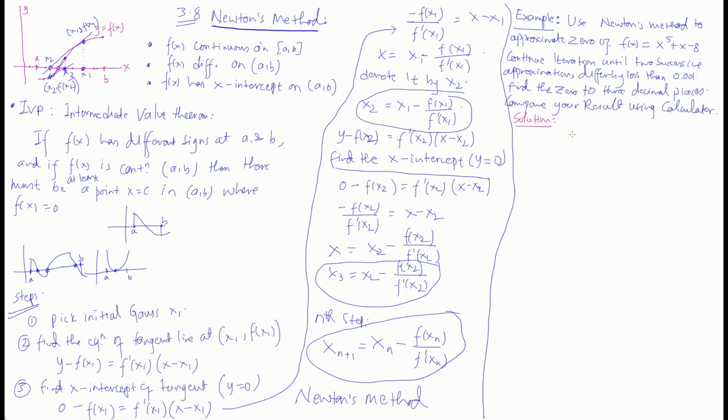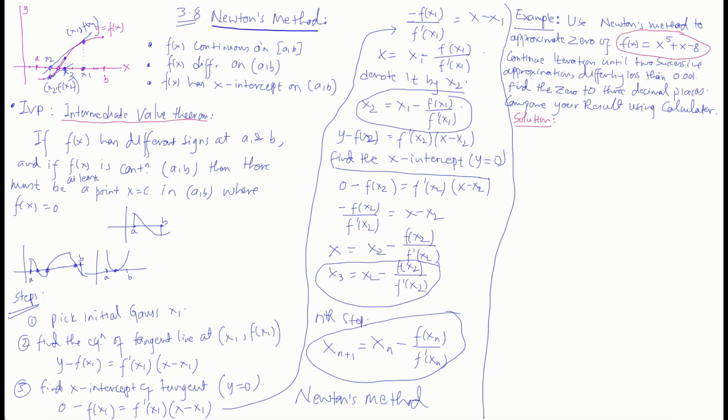So first of all, let us check the assumptions of Newton's method. What we need: f(x) is continuous. Yes, this function is continuous. And this is differentiable as well, and f(x) has an x-intercept on [a, b]. We need to make sure that it has a real root, a real zero. How do I do that? I use the intermediate value theorem. Let me find a number that gives a positive value, and then another value of x that gives a negative value.